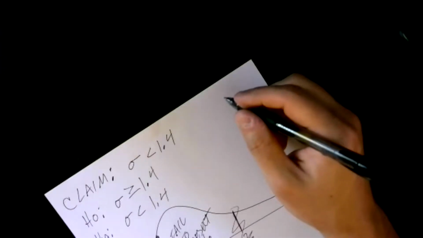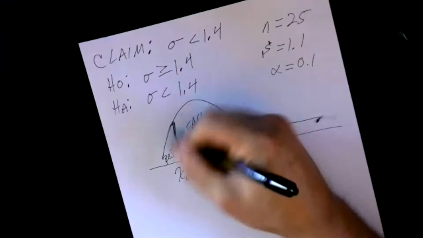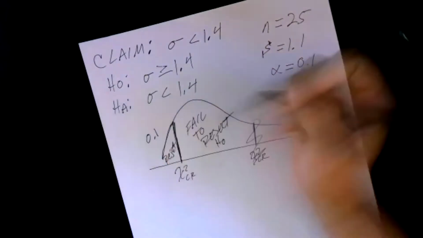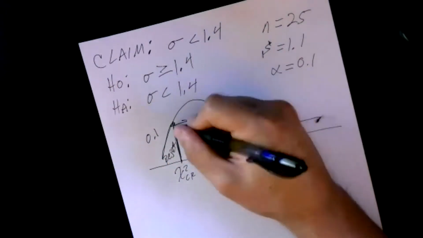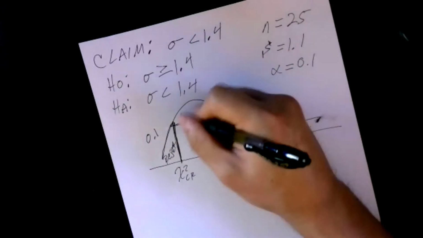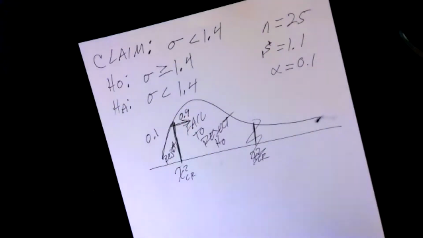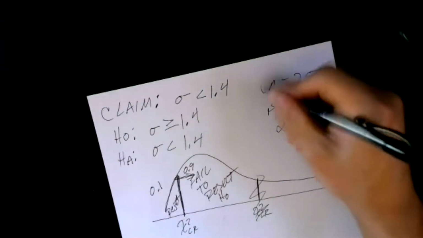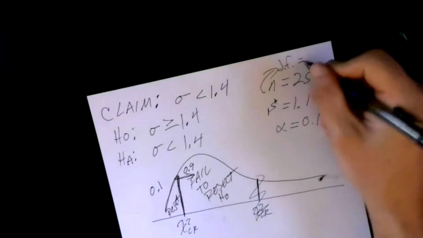Okay. What do they give us in the problem? The sample size is 25. The sample standard deviation s is 1.1. Alpha equals 0.1. Now the area in the tail is 0.1. We need the area to the right. 1 minus 0.1 is 0.9. n is 25, therefore degrees of freedom are 24.